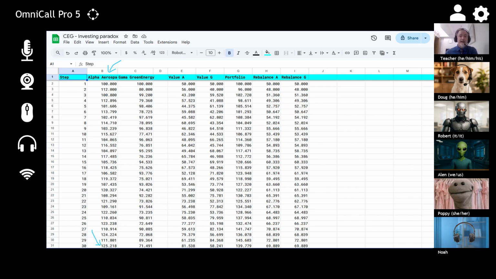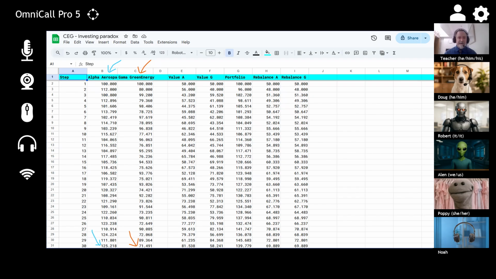Gamma Green Energy is going the opposite direction. Whenever Alpha Aerospace goes up, Gamma Green Energy goes down. Whenever Alpha Aerospace goes down, Gamma Green Energy goes up. And all the percentages are doubled. Instead of 12% and 10%, it's 24% and 20%. That is here in column C. And you see at the end of 30 days, if we do this every day for 30 days, we'll wind up at 70%.